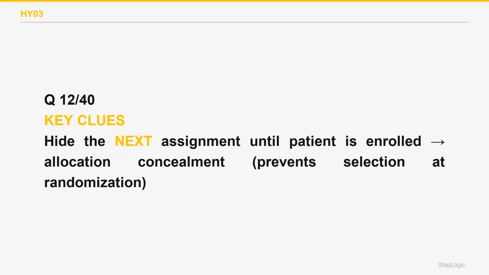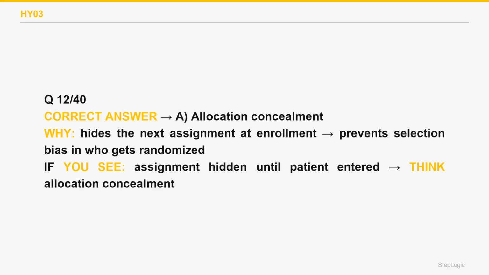Allocation concealment hides the upcoming randomization assignment from the person enrolling patients, so they cannot consciously or unconsciously channel sicker or healthier patients into a preferred arm. It protects the randomization process itself at the moment of assignment, a different safeguard from blinding, which hides assignments after randomization during treatment and assessment. Correct answer is A.